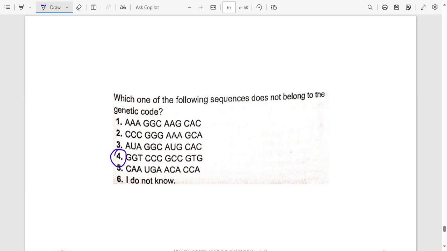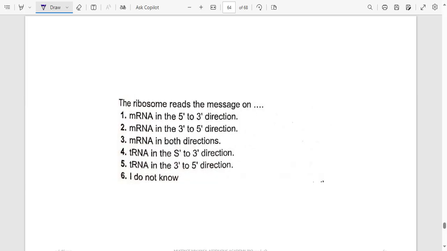So remember, thymine is not part of mRNA. The ribosome reads the messages on a dash in the dash to dash direction. Can you tell me? This one, there's no even need to read options. What do you think is the answer? Yes, so we read the mRNA in the 5 prime to 3 prime direction.